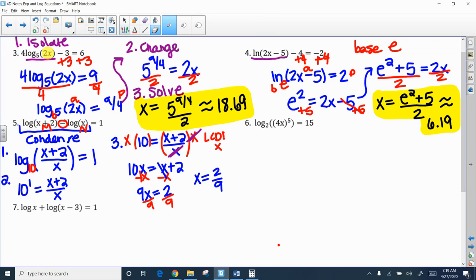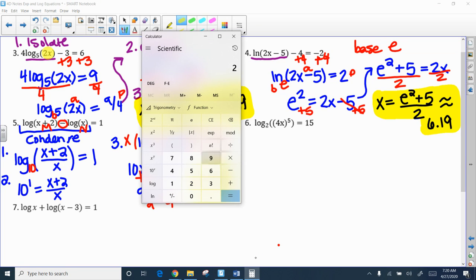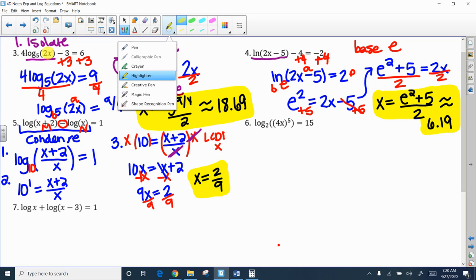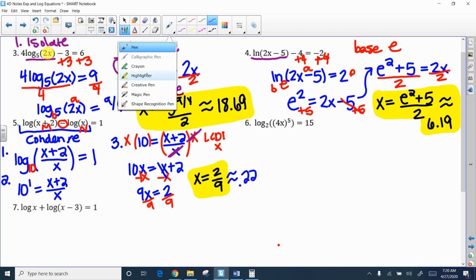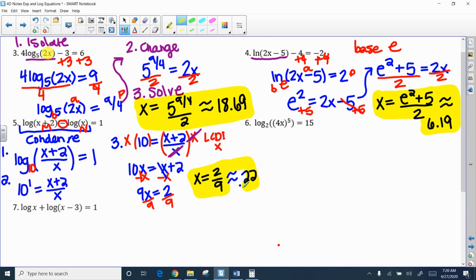Now, you can leave that as a fraction. That would be the exact answer. Or you could divide it. 2 divided by 9 is approximately 0.22. So you could do a decimal or leave it as a fraction. All right, so in order to actually solve that one, we did have to know how to get rid of a fraction. And we also needed to know how to condense.